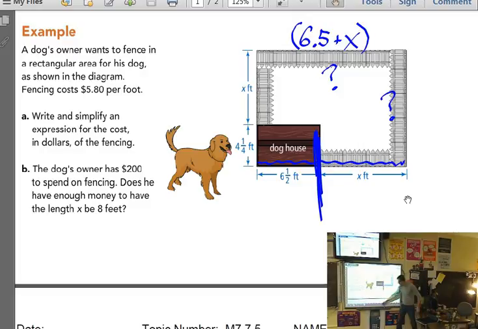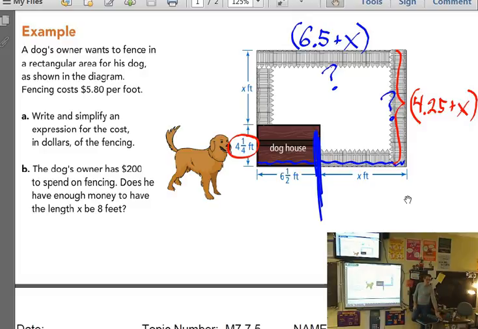Maylee, what about the height or whatever dimension you want to call this? We also have multiple pieces. So if we relate that this is the same as this, what pieces are involved? Yeah, we've got 4 1/4, which I can write as a decimal as 4.25, and x. So now to calculate the perimeter.